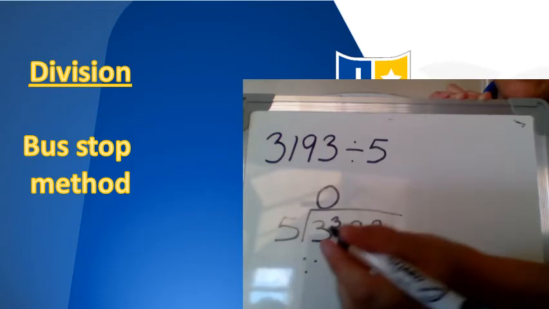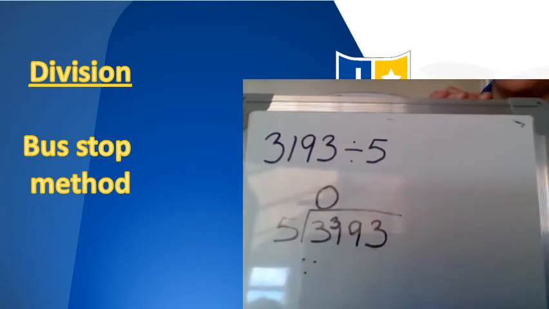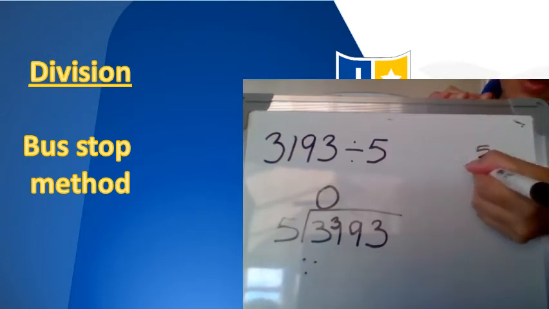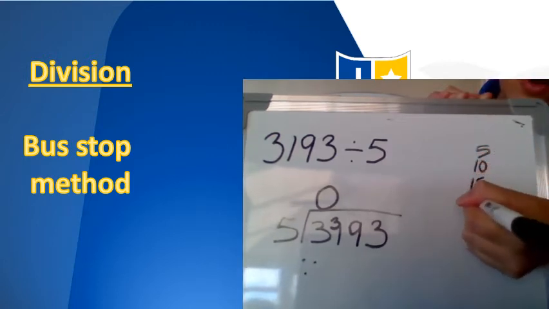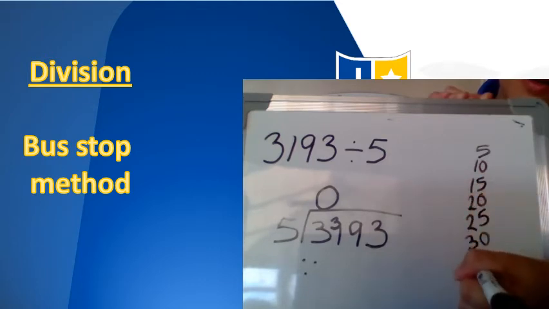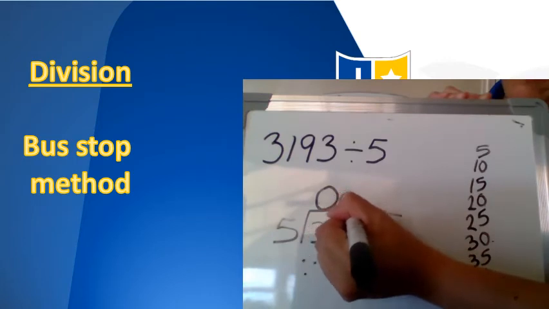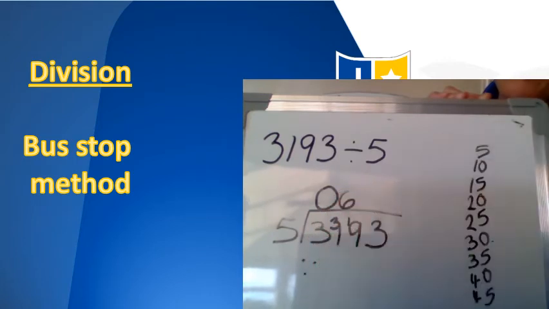So now I'm looking at how many 5s are in 31. And remember, a quick technique. If you're not sure on the particular times table that you are dividing by, write them down the side for yourself. So how many 5s are in 31? 1, 2, 3, 4, 5, 6, because that's 30. And then one more makes 31, which is my remainder.